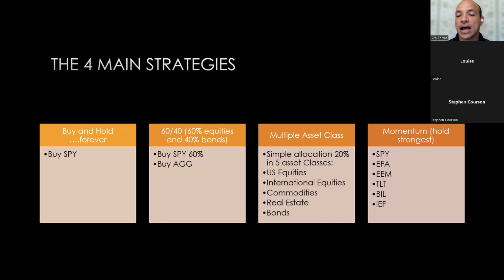So the last one is momentum. Momentum is sort of an idea that goes with the multiple asset class allocation, but you end up holding just one or two instead of all five, and you just pick the one that's the strongest.